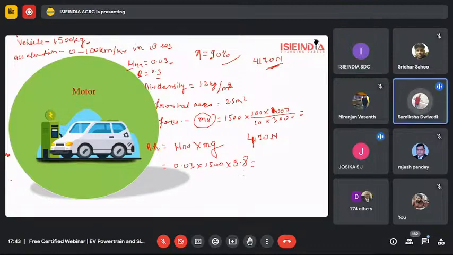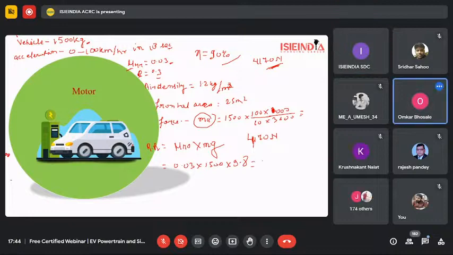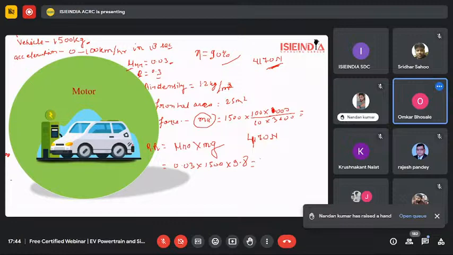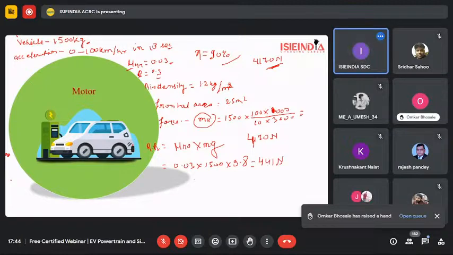441. I got two answers, 441 and 141, and someone else was saying 41. So how many for 441? So it is 441 Newton. We have calculated the force due to acceleration. Then we have calculated the rolling resistance.